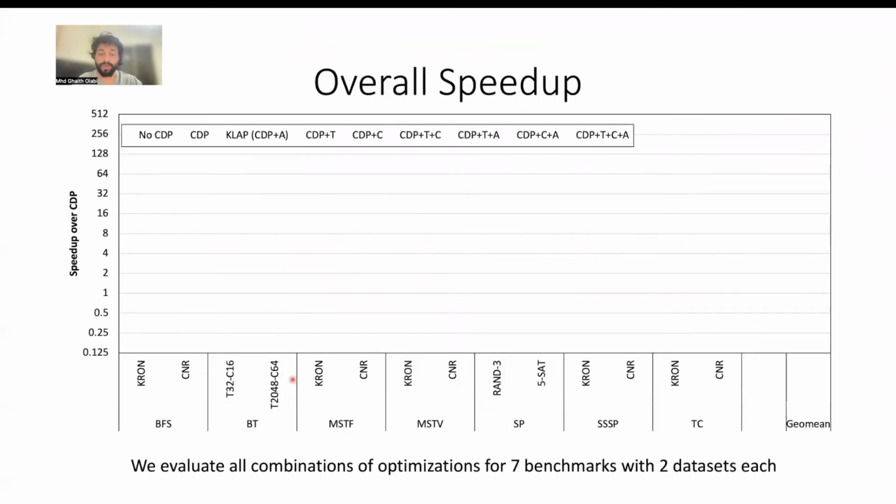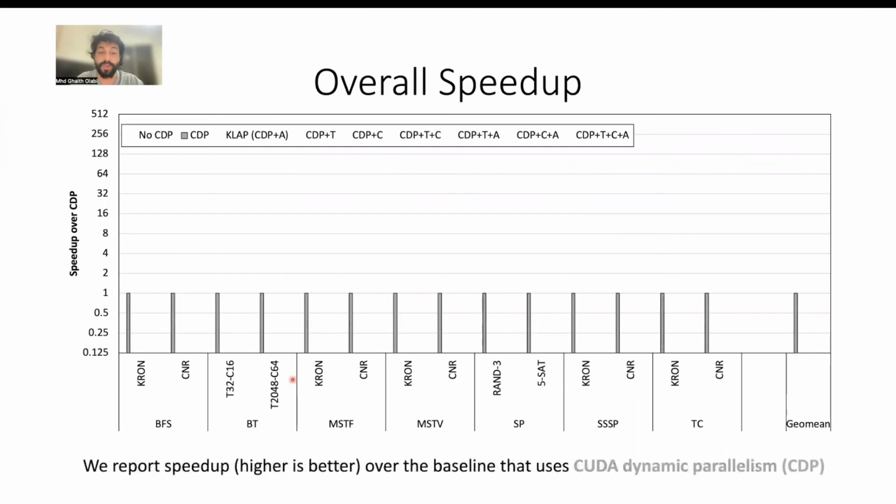We evaluate our optimizations for 7 benchmarks with 2 datasets each. We report the speedup over a baseline version that uses CUDA dynamic parallelism. We obtain our benchmarks from prior work, and the notation here means: no CDP means that we're not using CUDA dynamic parallelism, so there are no dynamic launches.